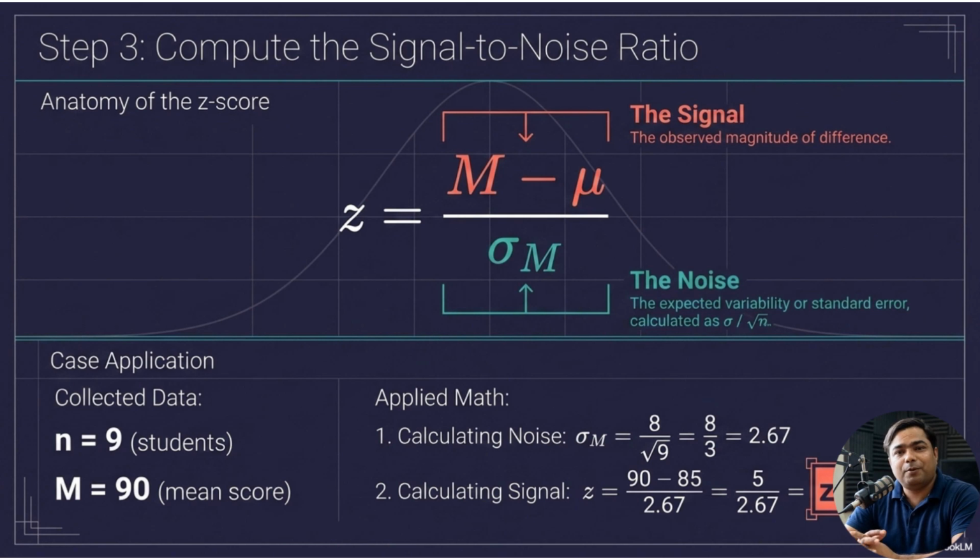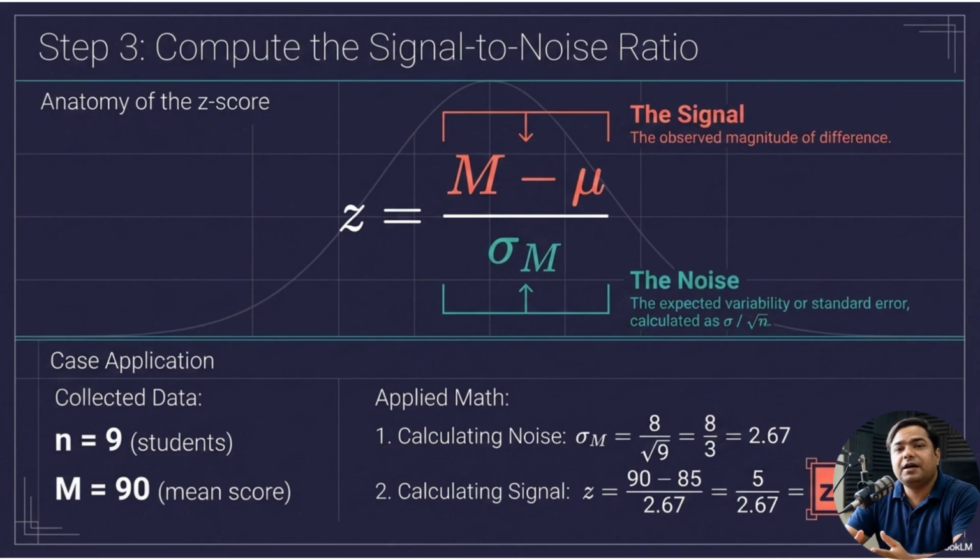In the slide, the population standard deviation is 8 and the sample size is 9. The formula for standard error is sigma M equals sigma divided by the square root of n. So sigma M equals 8 divided by the square root of 9. The square root of 9 is 3. Therefore, 8 divided by 3 equals 2.67. Now we calculate the z-score. Z equals 90 minus 85 divided by 2.67.